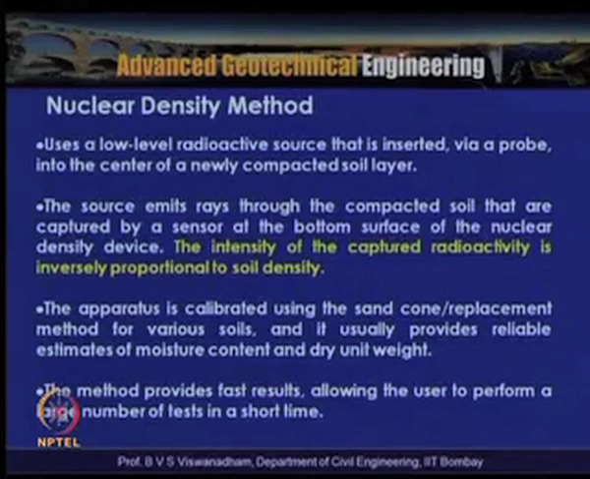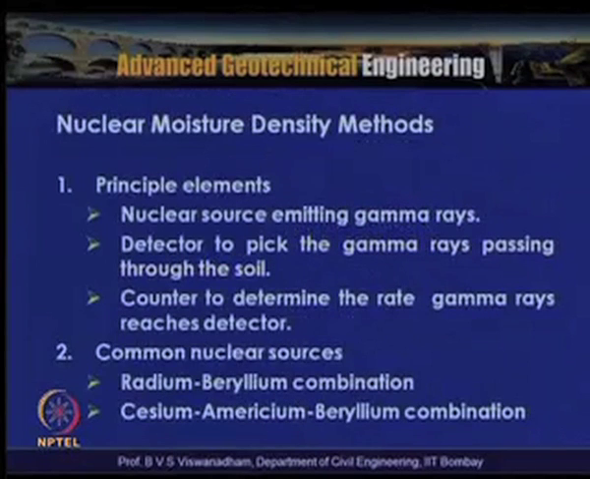Once this is calibrated, then this particular method can be used very rapidly to get the densities and water contents achieved after the compaction. So, this method provides fast results, allowing the user to perform a large number of tests in a short time, and it also enables releasing the layer for the next lift compaction immediately. In the nuclear moisture density methods, the principal elements include a nuclear source emitting gamma rays, a detector to pick up the gamma rays passing through the soil, and a counter to determine the rate at which gamma rays reach the detector.